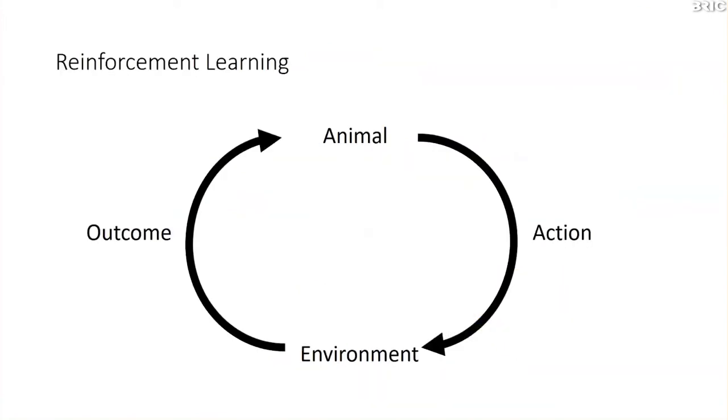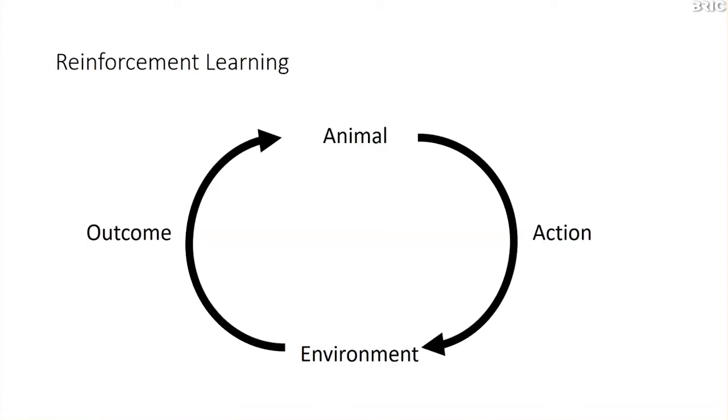So let's start with a simple diagram. One of the fundamental tasks a brain has to solve is forming an association. When an animal performs an action, it usually receives some kind of feedback from the environment, and if the outcome is positive, the animal may want to repeat that action in the future. To do so, the animal has to form an association between the action and the outcome from the environment.